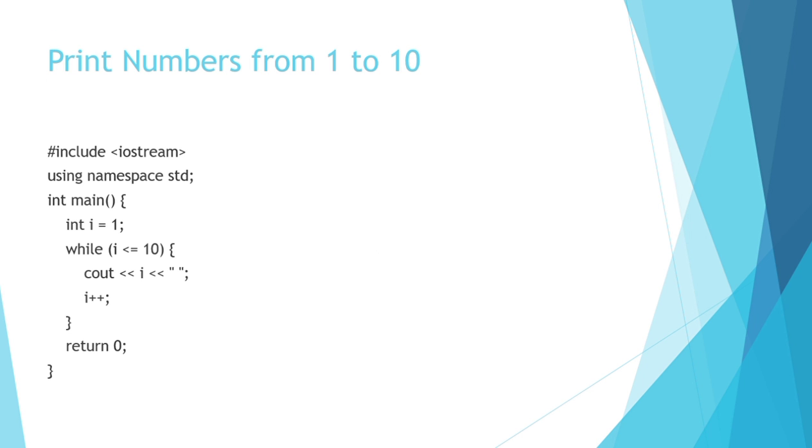Print numbers from 1 to 10. #include <iostream>. This line includes the iostream header file, which allows the program to use input and output functionalities. Specifically, it enables the use of cout for printing output to the console.